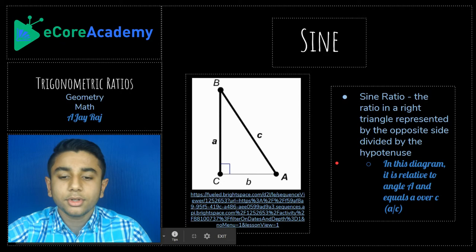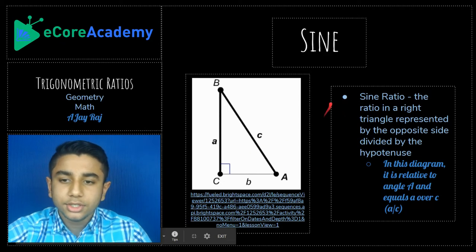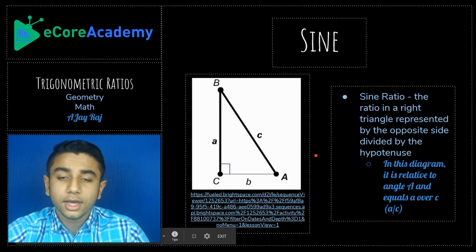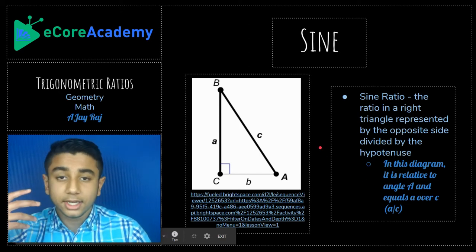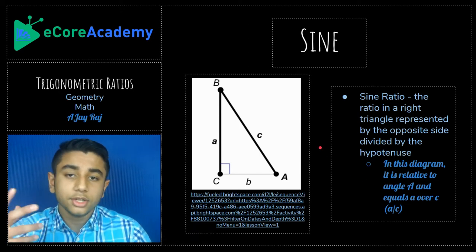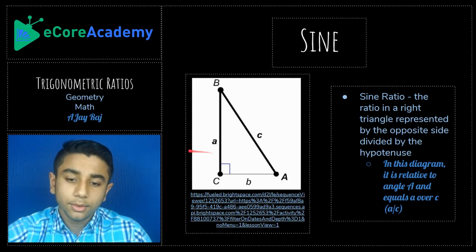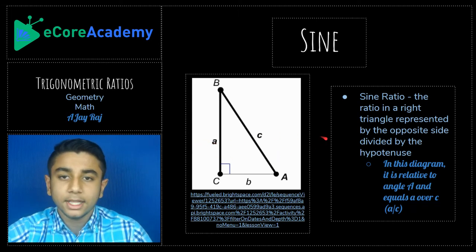And something that's important to know, the sine ratio is always going to be less than 1, because you always know that the hypotenuse is the longest leg in a right triangle. So therefore A would be smaller than C, and it would have to be less than 1.